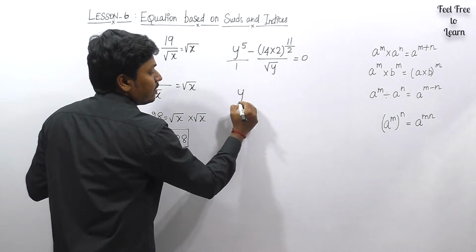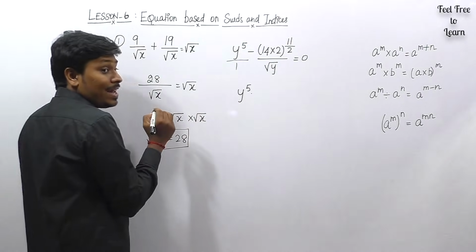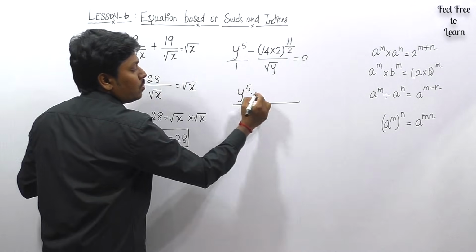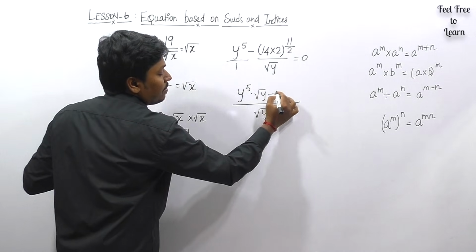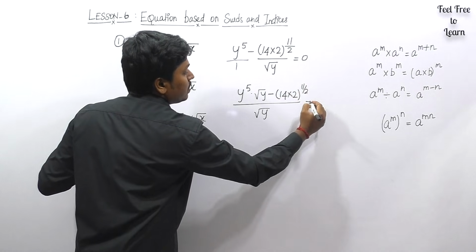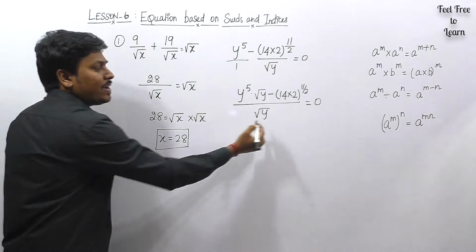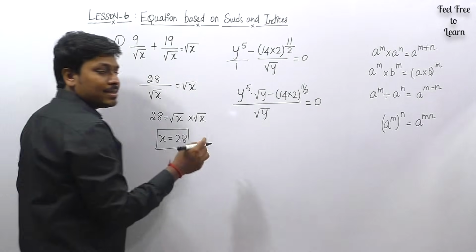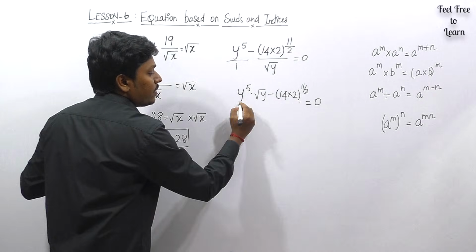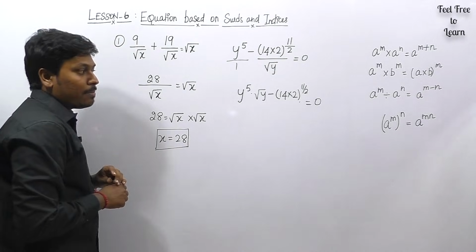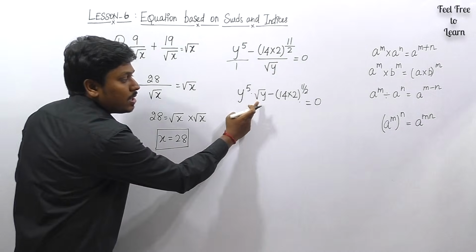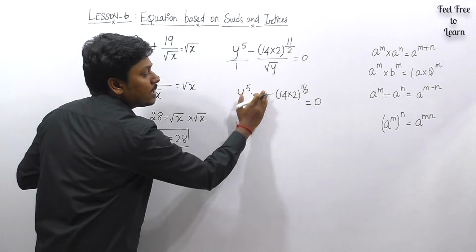So friends, listen carefully, y power 5. When we take LCM as root of y, then y power 5 into root y, minus 14 into 2 power 11 by 2 is equal to 0. Then when you bring this root of y towards the right hand side, it becomes completely 0, right? So the remaining terms are y power 5 into root of y minus 14 into 2 power 11 by 2.